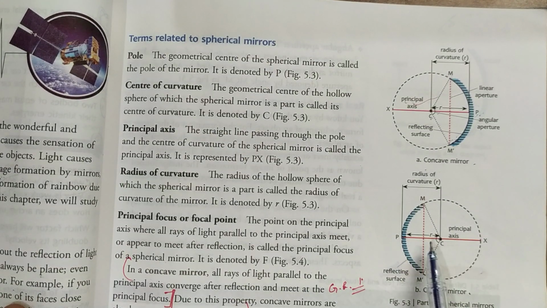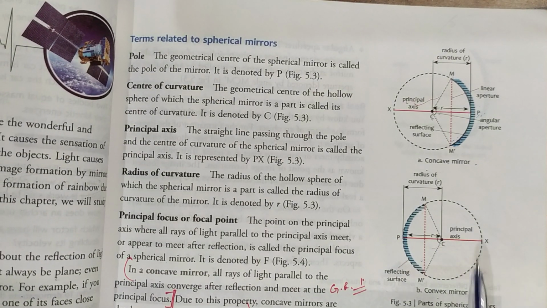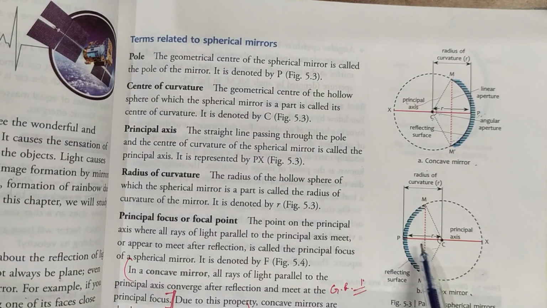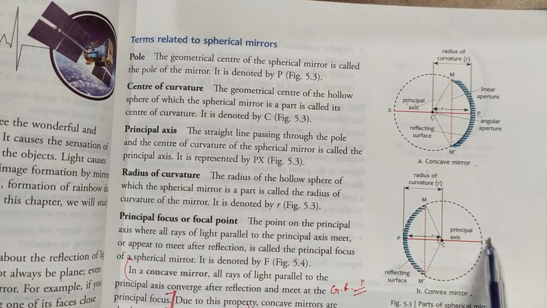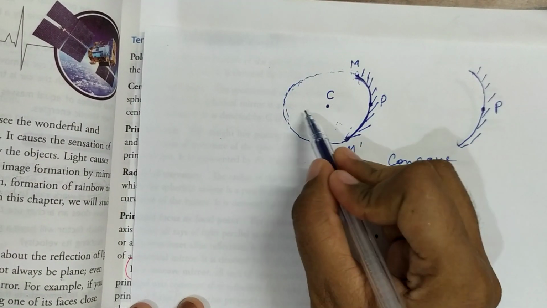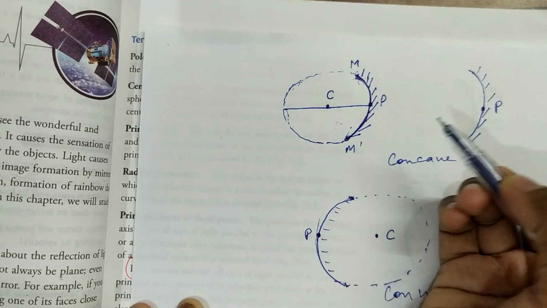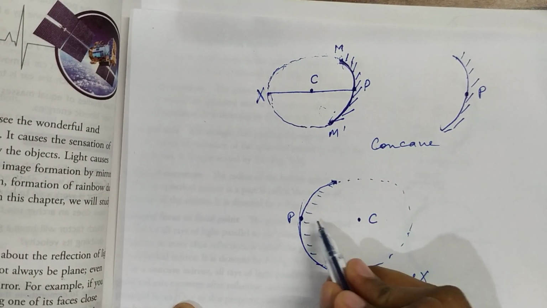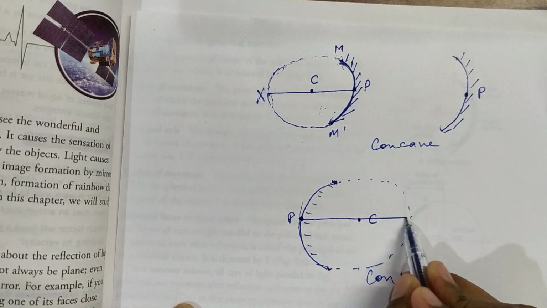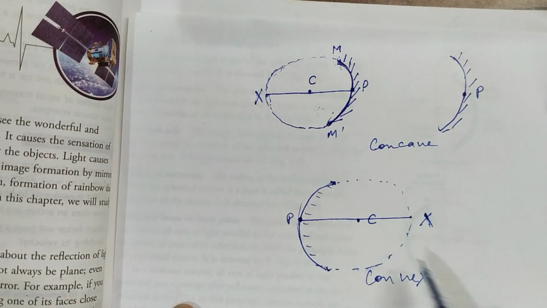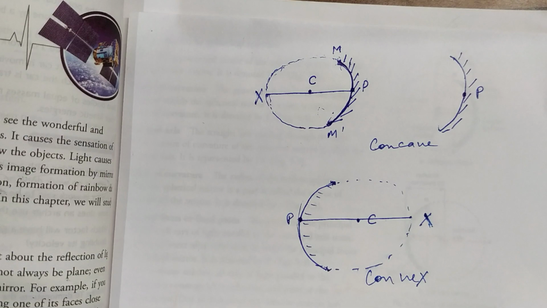In the same way here, a line PX which passes through the pole of the mirror and the center of curvature, this is the line which is known as the principal axis. So the straight line which passes through the pole of the mirror and the center of curvature is known as your principal axis, and it is denoted by PX, because P is the pole and the end point is X, so it is named PX. In the same way, if I name it here X, then this PX is your principal axis. I hope children this was the case of the concave mirror and this is the case of the convex mirror. I hope children it is clear to you.